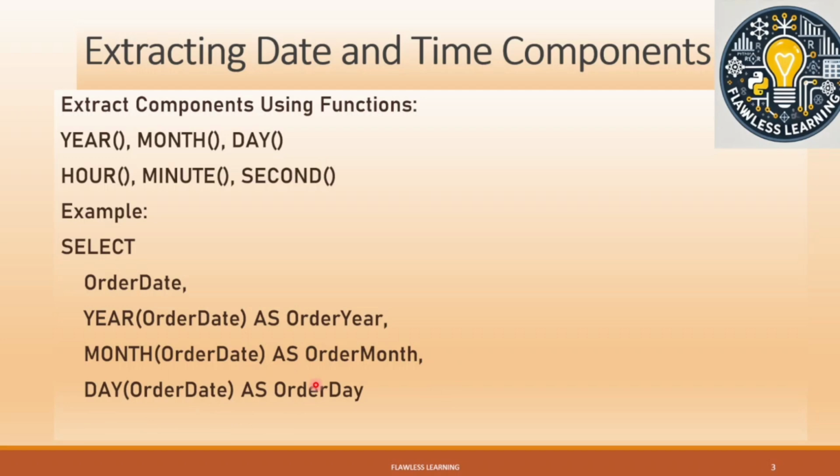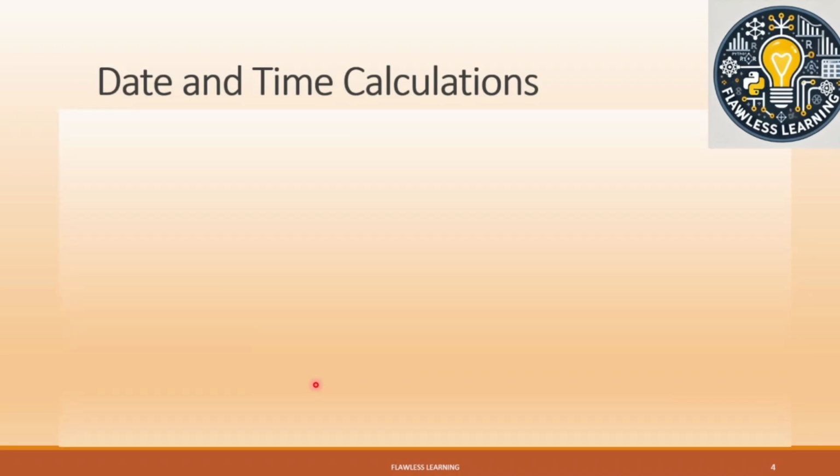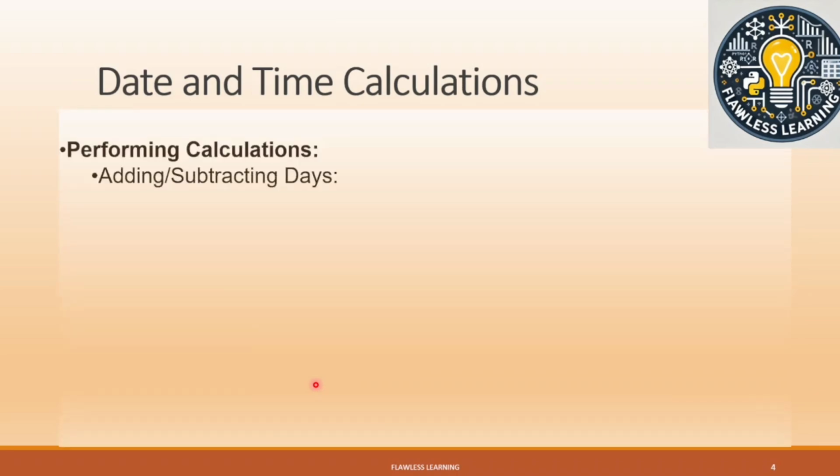So SQL offers a variety of functions to extract specific parts of a date or time. For instance, you can easily get the year, month, day, or even the hour and minute from a date time column. Now, date and time calculation. So how can you calculate the date and time? Performing calculations, that is adding and subtracting days.